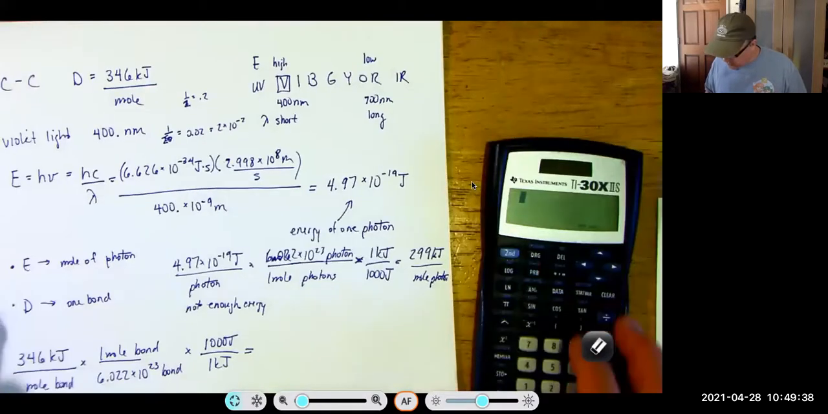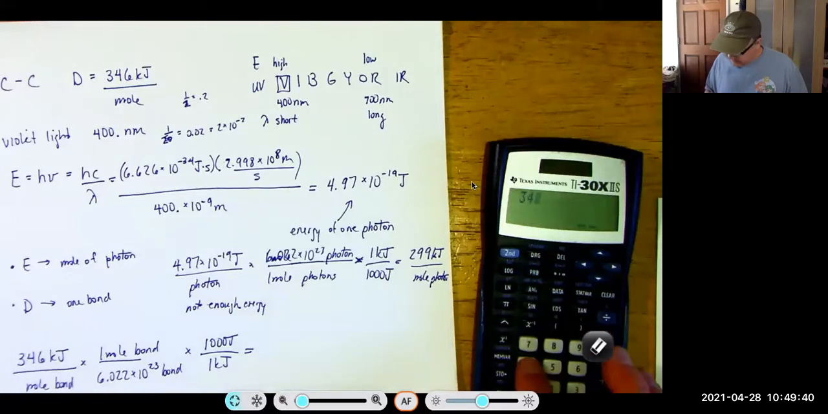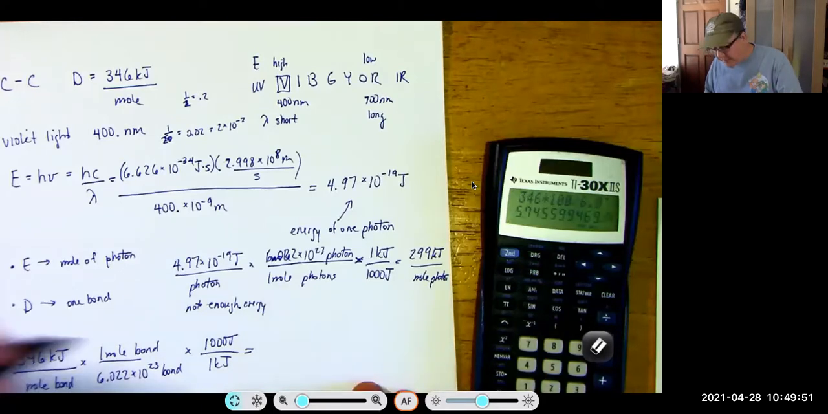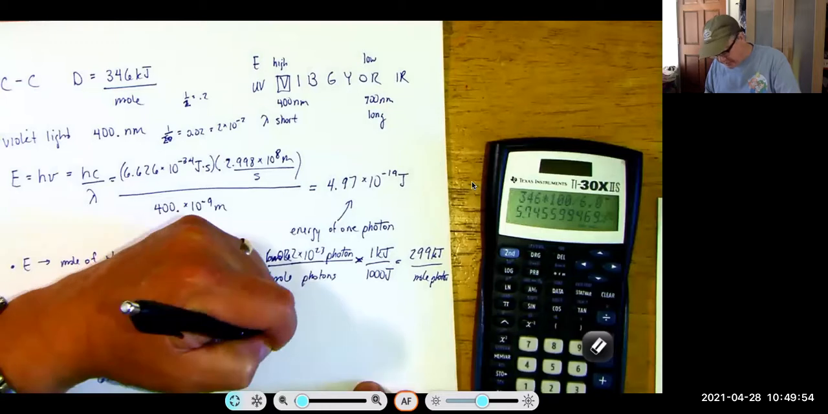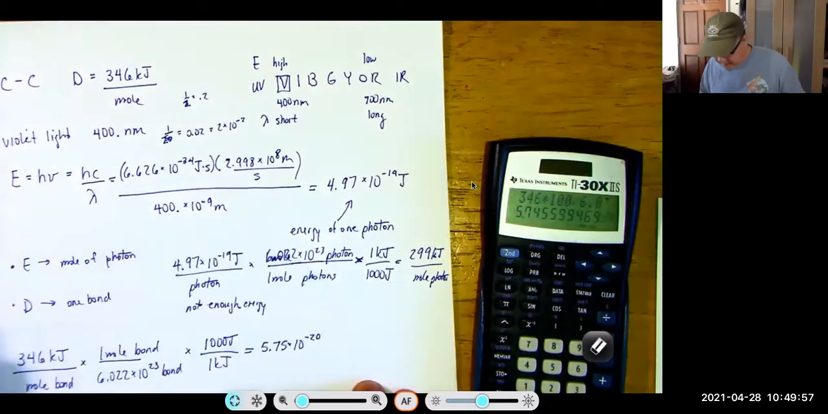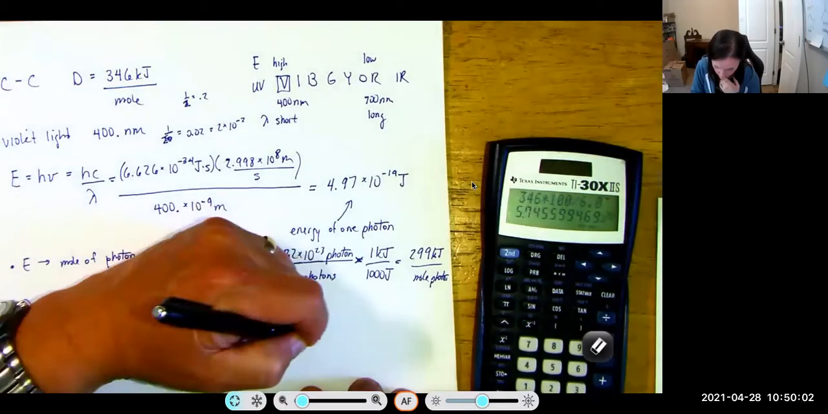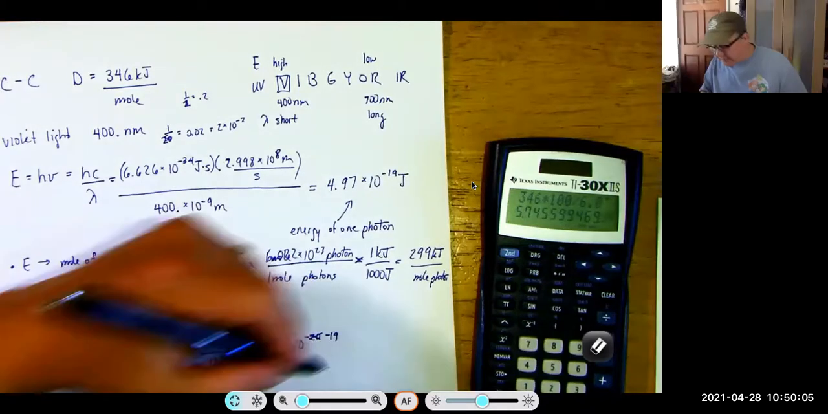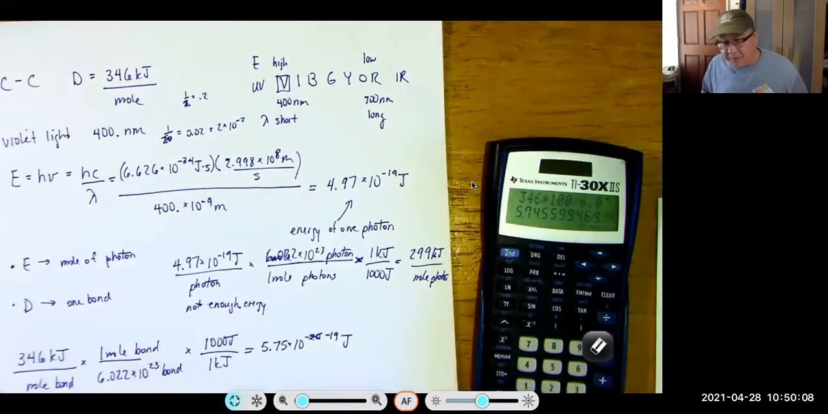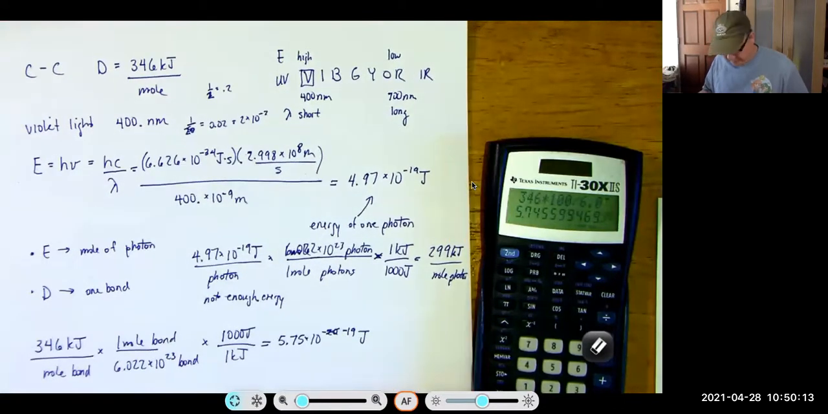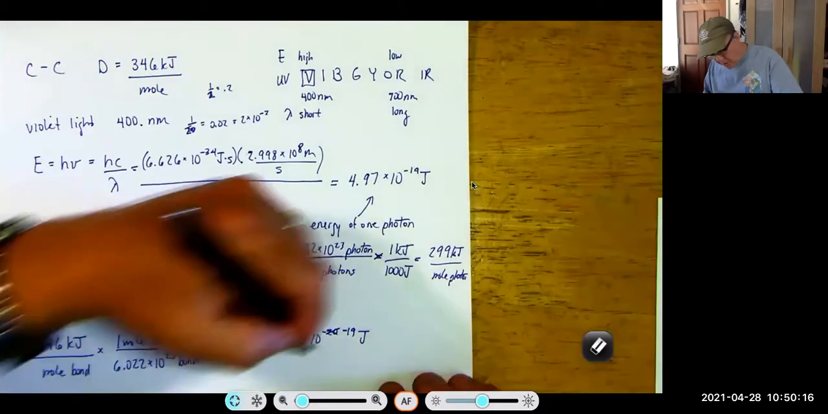Now let's do the work. 346 times 1,000 divided by 6.022 E 23. And we get 5.75 times 10 to the minus 20, if I did this right. No, I didn't do it right. Let me redo that. Times 10 to the minus 19. I can tell by looking at my calculator that what I did wrong is I multiplied by 100 instead of 1,000. Okay, so that's joules per bond.